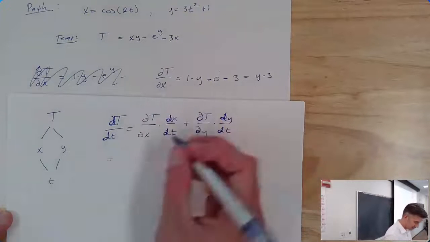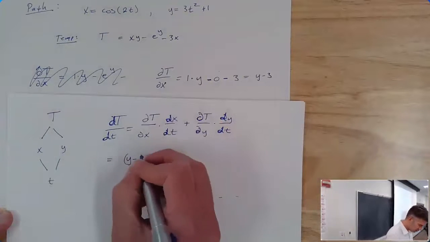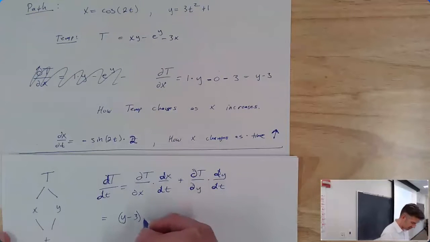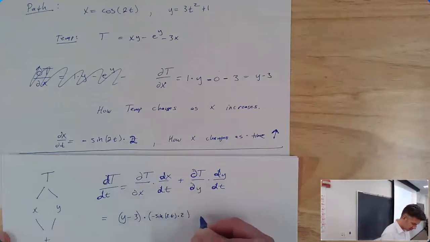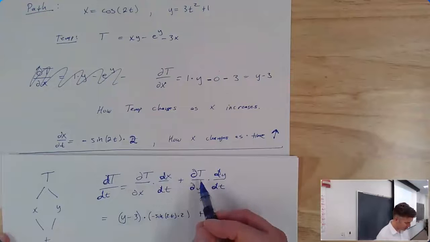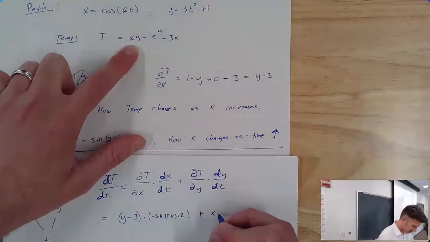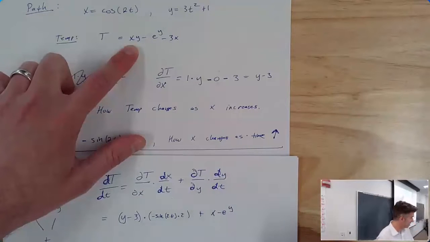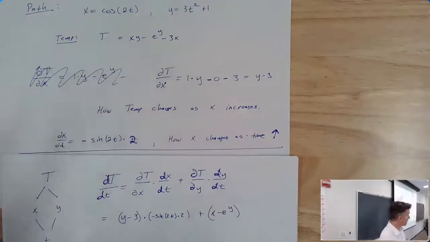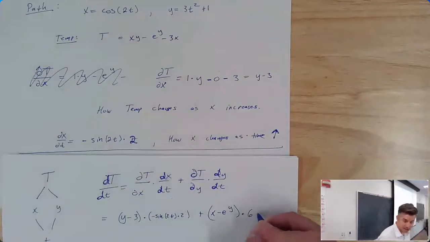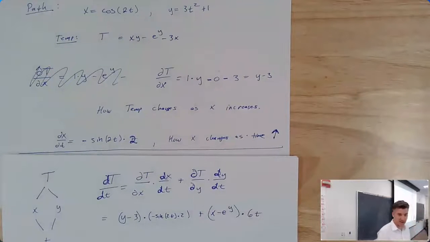So let's see. ∂T/∂x is y minus 3. dx/dt is negative sine of 2t times 2. Plus now ∂T/∂y. So let's be careful. ∂T/∂y is going to be x minus e to the y. I think that's it, and you guys check my work. Okay, dy/dt is going to be what? And then I don't think they're asking us to find any particular point, so that's our answer.